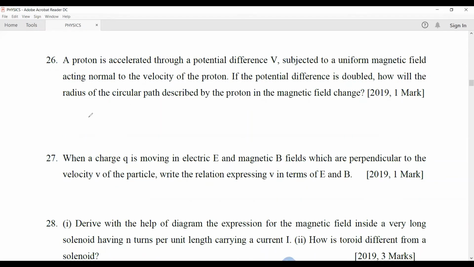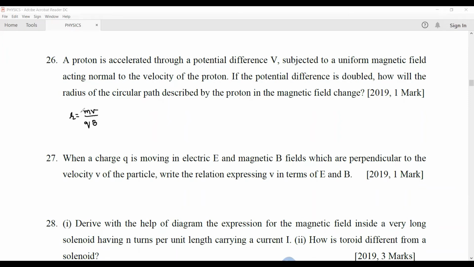Question number 26: a proton is accelerated through a potential difference V and subjected to a uniform magnetic field acting normal to the velocity of the proton. If the potential difference is doubled, how will the radius of the circular path described by the proton in the magnetic field change? We know that whenever a charged particle enters perpendicular to the magnetic field, it describes a circular path and its radius is given by mv upon qB.